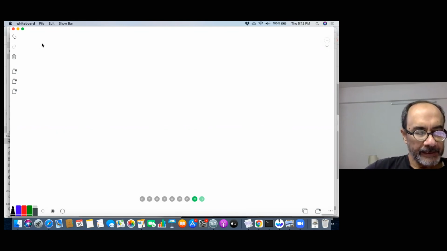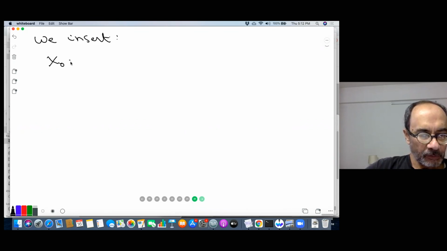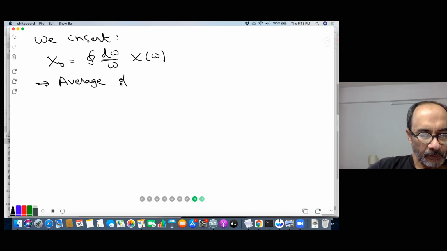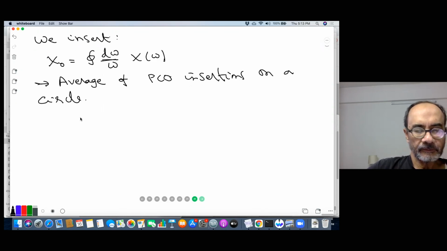Okay. So what we insert is a particular combination of the PCO, chi0, which is integral dw by w by w. So this means that this is like an average of PCO insertions on a circle. Okay. So roughly what it means is the following.